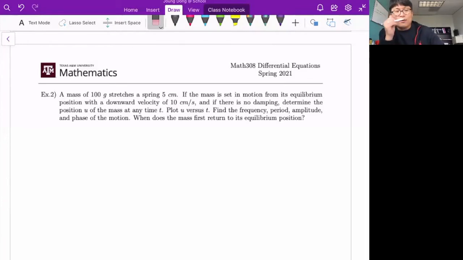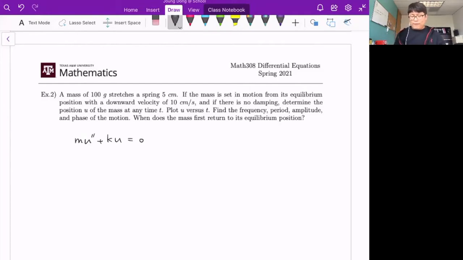Okay, and we already know the mathematical model of this one, right? We already talked about this one. So it is m u double prime plus k u is equal to 0. Okay, so now let's try to find all the given information in here.